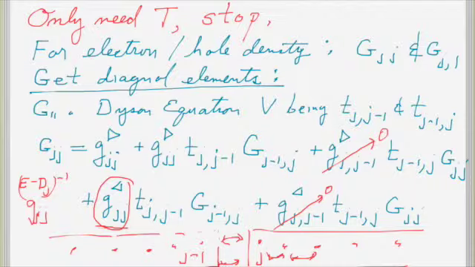Because the only thing that I'm breaking and reconnecting are these Tj, j minus 1 and Tj minus 1, j. And so this is where this notation becomes really important, and you really have to draw out what the system is, which element you're breaking and adding back in through Dyson's equation. So the only non-zero terms we get are those first two terms.